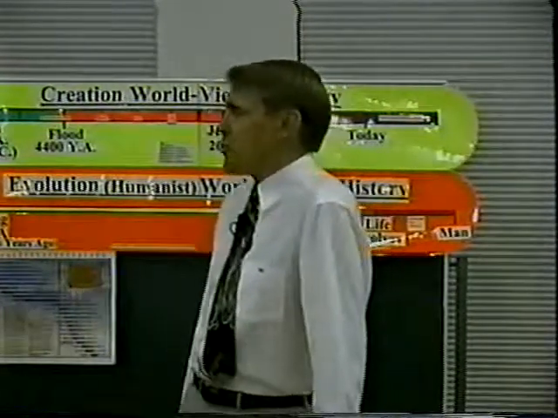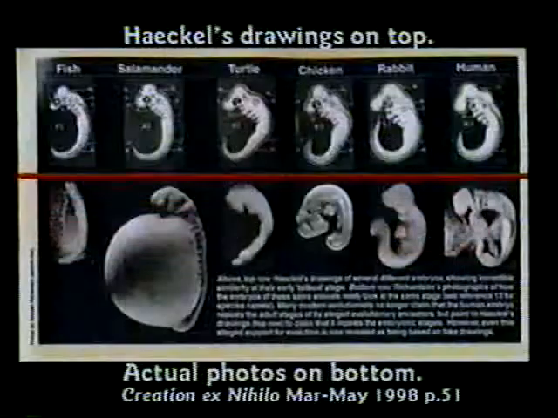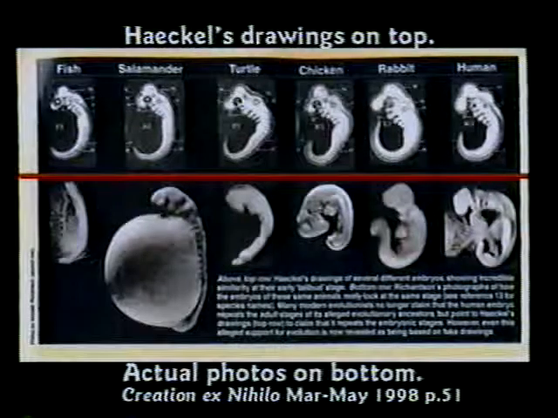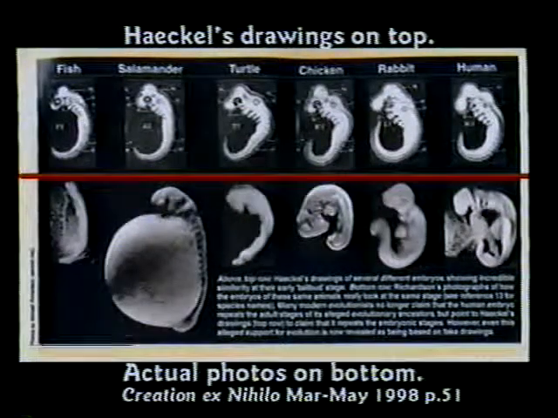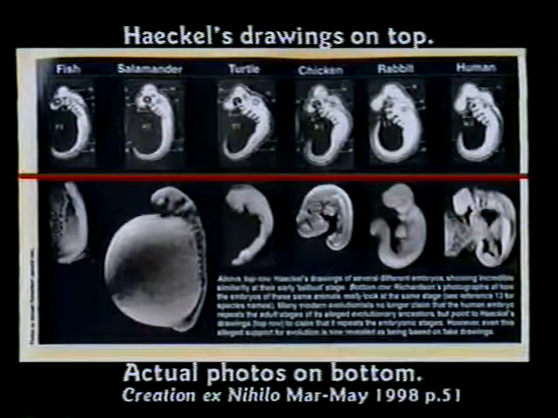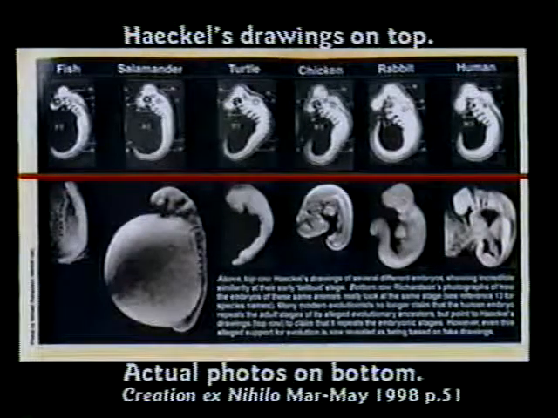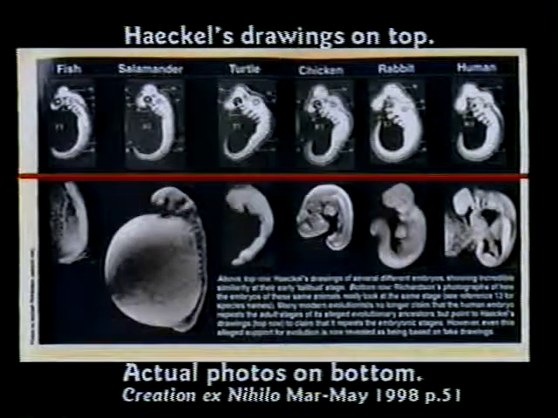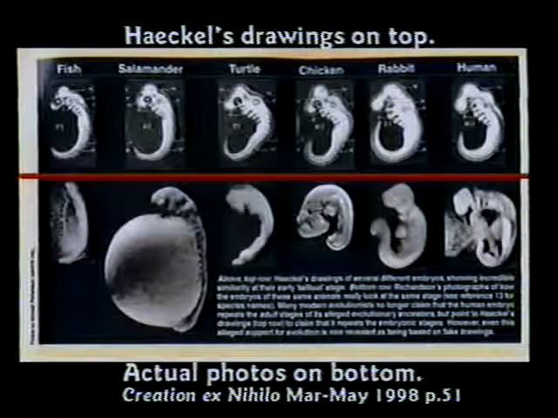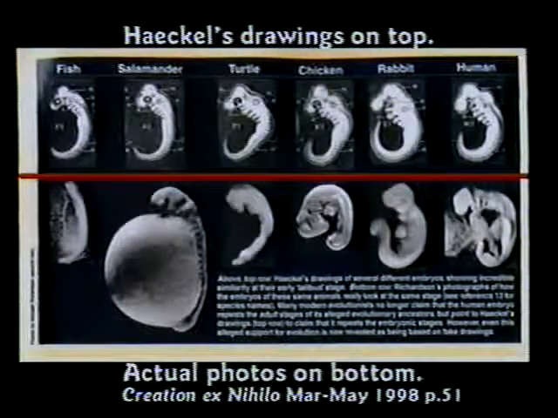On top are Haeckel's drawings. On the bottom are actual photographs taken by Richardson of the same animal. Now, either Haeckel is an extremely lousy artist, or he's a liar. His drawings on top, he said that's what the turtle looks like in the embryonic stage. I don't think so, Ernst. I mean, have you ever seen a turtle in the embryonic stage? What about the salamander? I'd say he's nowhere close, right? He just flat lied. That's all there is to it.